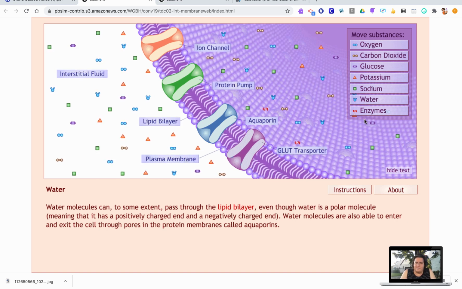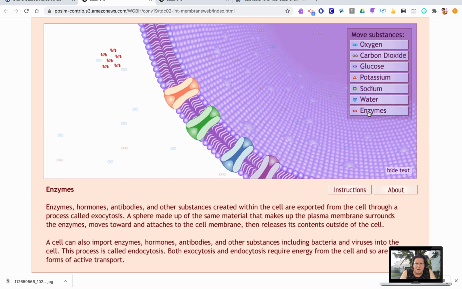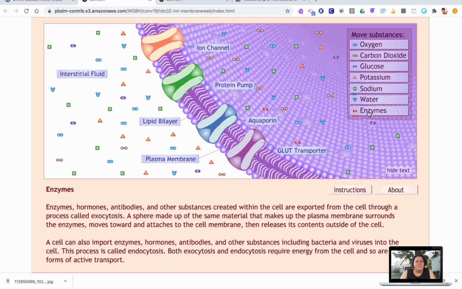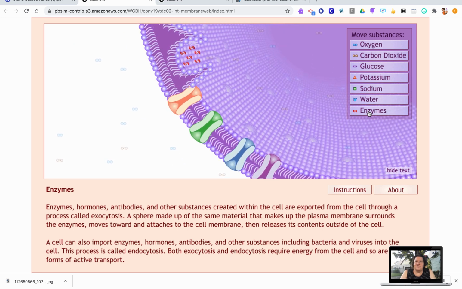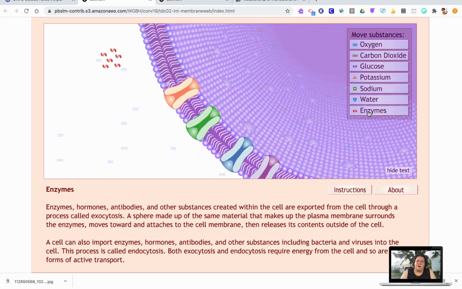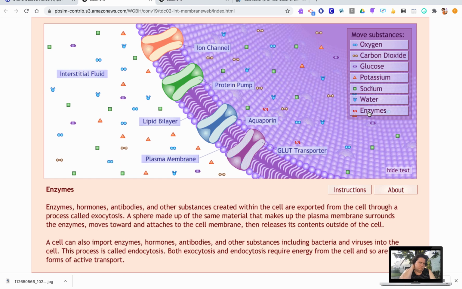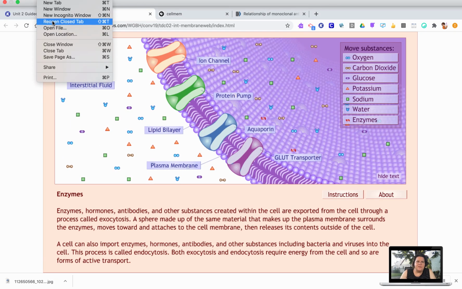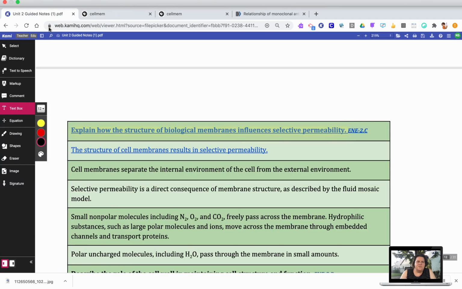And then enzymes, let's see what we have for enzymes here. Oh, that's cool. Enzymes are big molecules, big proteins. So to get through the membrane, it's going to have to use exocytosis to get out of the cell. It's going to be exocytosis by active transport, secondary active transport. So that's a good little overview. I like that animation. It's linked in your document, I believe the first one there.